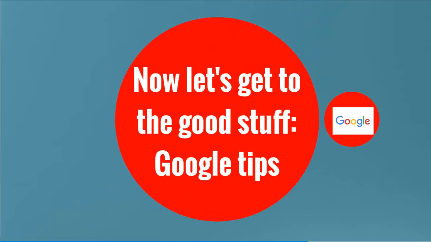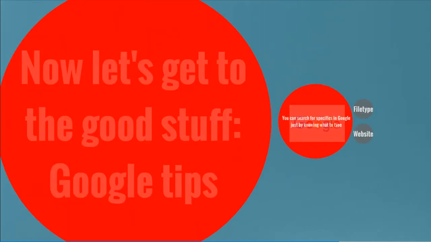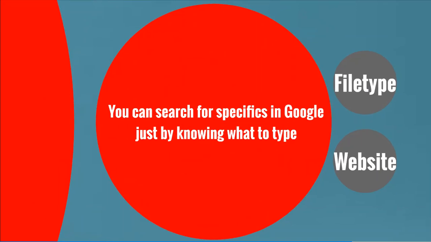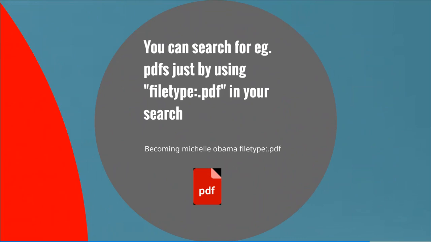But let's get to the good stuff. Google tips. You can search for specifics in Google just by knowing what to type. So if you're looking for a specific file type, for example like a PDF, you can just add the words filetype:pdf in your search. For example, as you can see on the screen, Becoming Michelle Obama, filetype:pdf, and it will only bring you back PDF documents that have got those words attached to it.